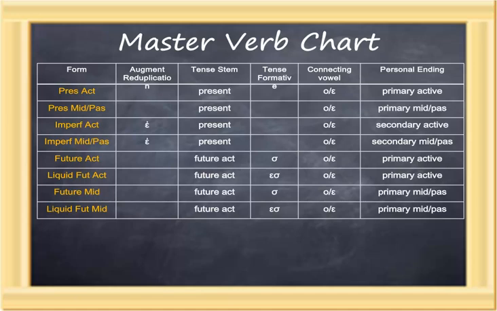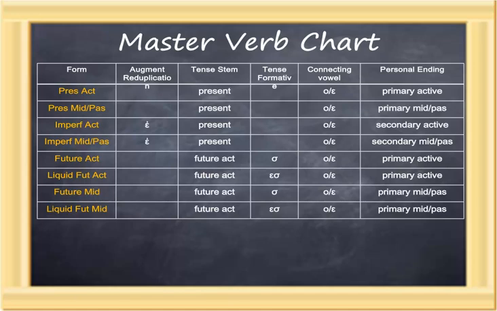The imperfect active uses an augment, the present stem, connecting vowel, and the secondary active endings. Imperfect middle passive: augment, present stem, connecting vowel, secondary middle passive endings. The future actives use a different stem. The future active stem plus a tense formative, the sigma, connecting vowel, and a primary active ending.